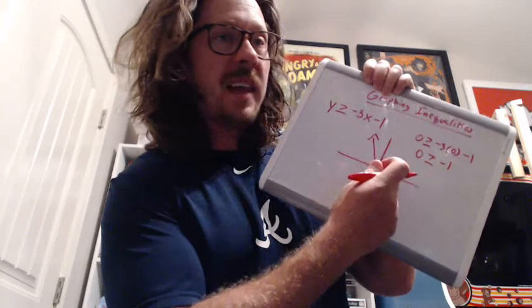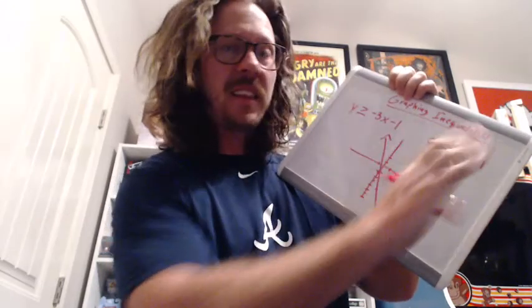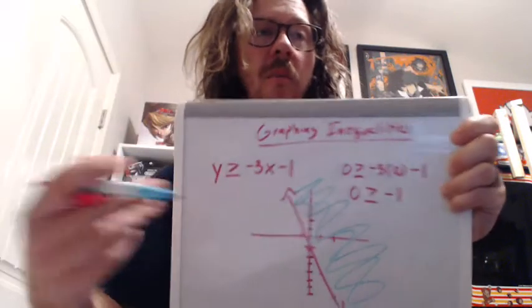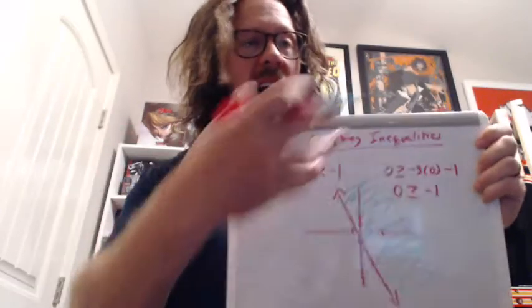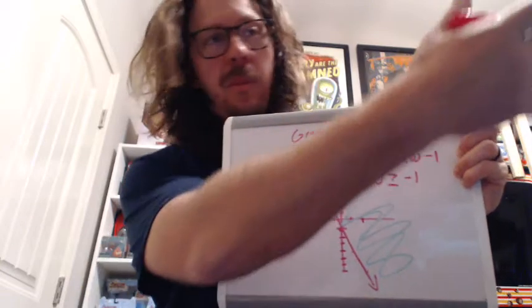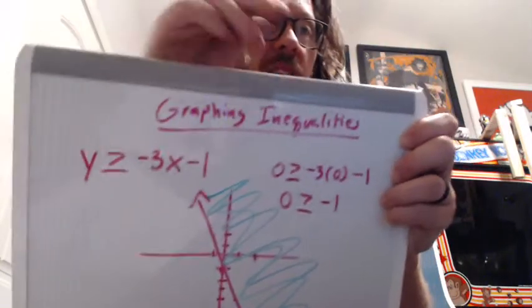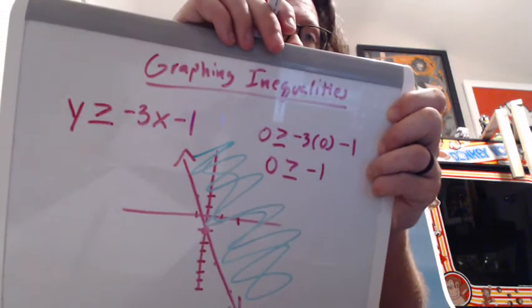So guess what? Since the point on this side of the line worked, we're going to shade everything to this side. So let me show you. I'm going to shade all this stuff, and you can kind of do it lightly with a pencil, whatever, but basically anything on this side of the line, all these numbers, the infinite coordinates, okay? Those are all solutions to this inequality, okay?